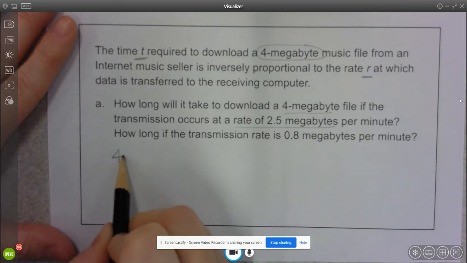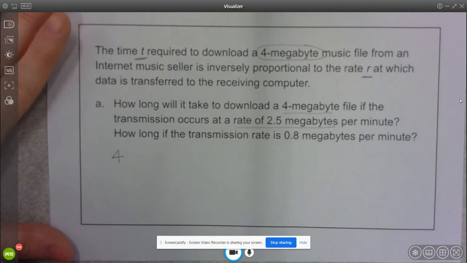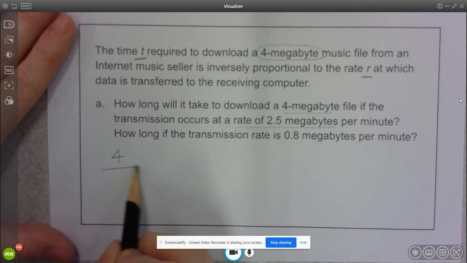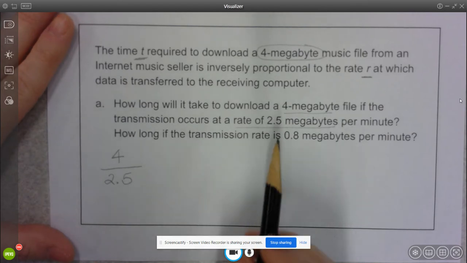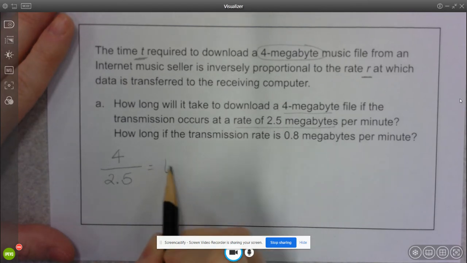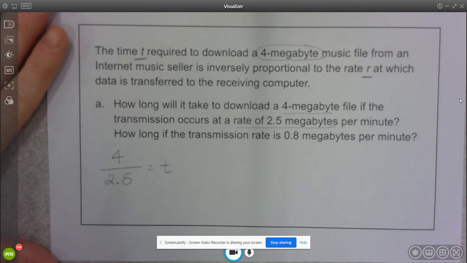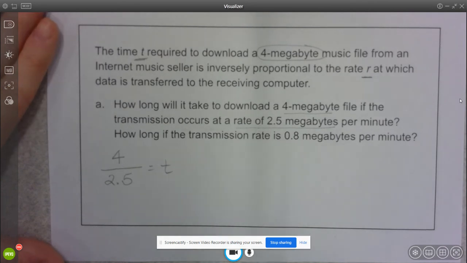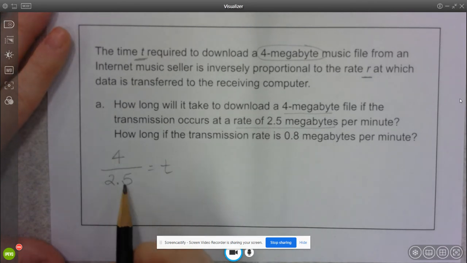Well, I would take my 4 megabytes that I'm trying to download and divide it by the rate that I'm downloading. And that's going to tell me the amount of time that it will take that download to happen. So 4 divided by 2.5 gives me 1.6 minutes.